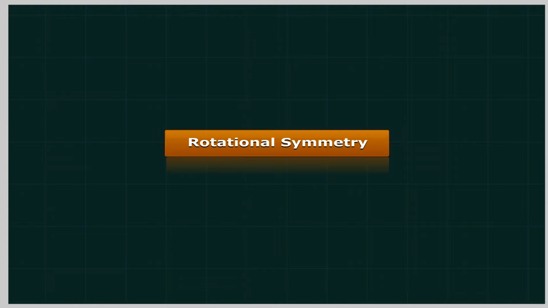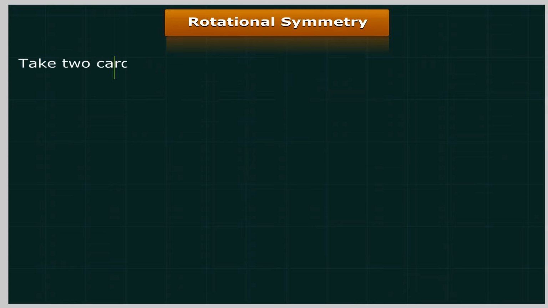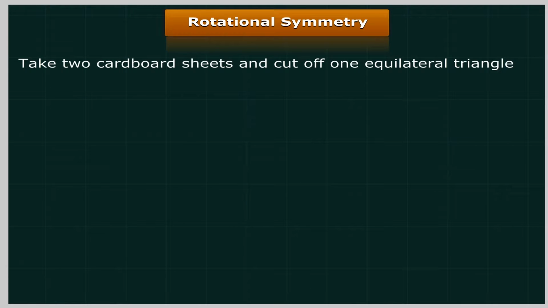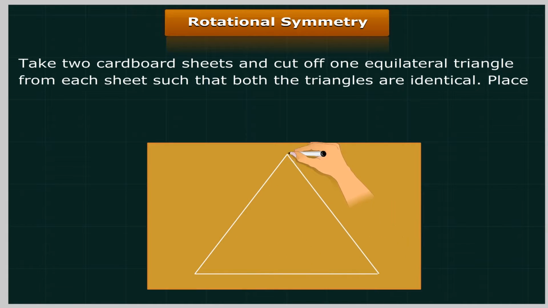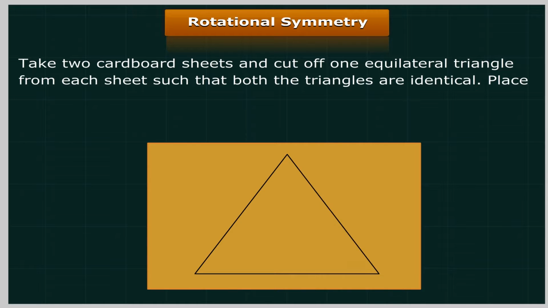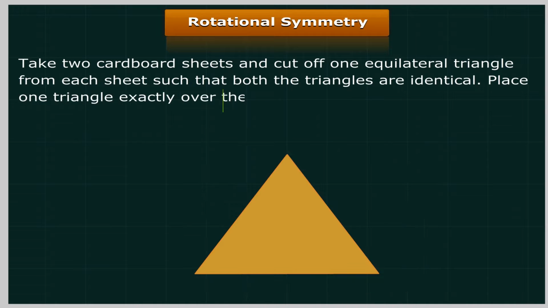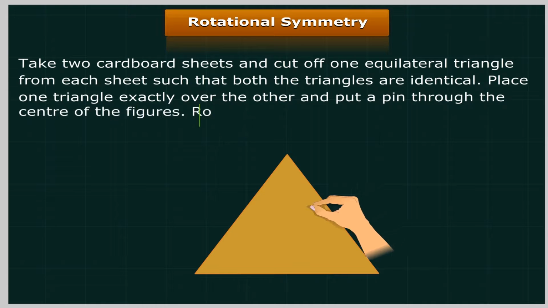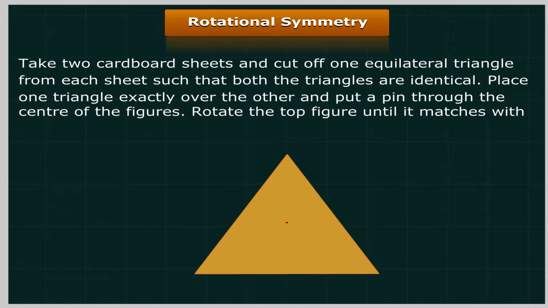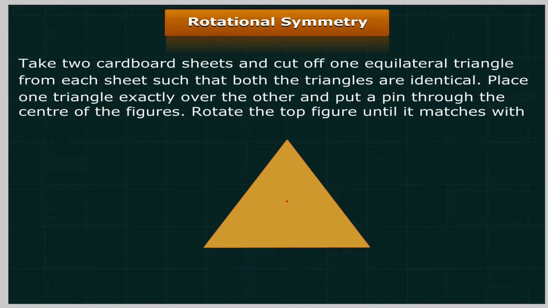Rotational symmetry. Take 2 cardboard sheets and cut off 1 equilateral triangle from each sheet such that both the triangles are identical. Place 1 triangle exactly over the other and put a pin through the center of the figures. Rotate the top figure until it matches with the lower figure.